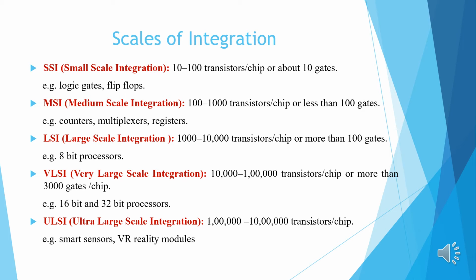In VLSI, 10,000 to 1 lakh transistors are present in a single chip, or more than 3,000 gates are present in a single chip. And examples are 16-bit and 32-bit processors. In ultra large scale integration, 1 lakh to 10 lakh transistors are present per chip. And examples are smart sensors, VR reality modules, and many more. So, in case of VLSI, millions of transistors are present on a single tiny chip.